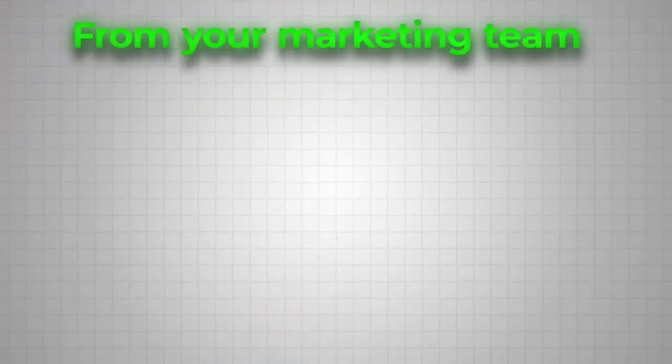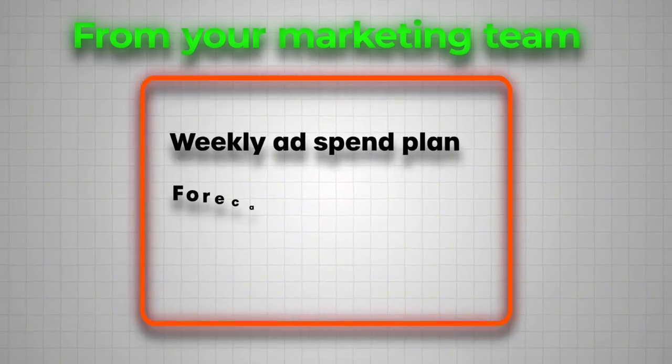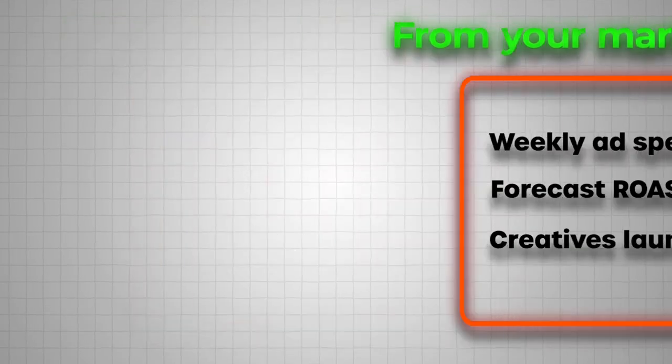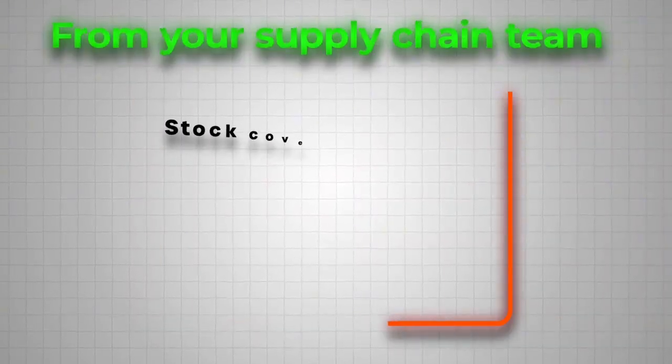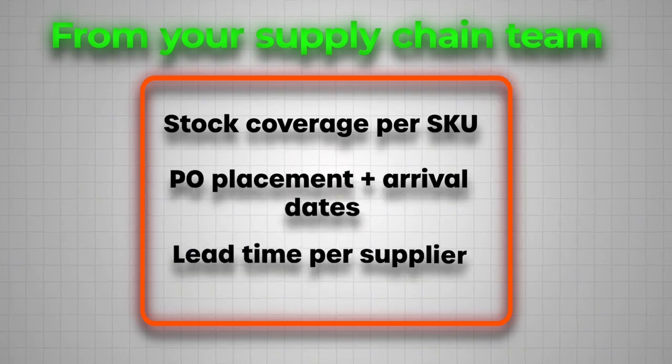This is what you need to download or request. So from your marketing team, request a weekly ad spend plan, forecast ROAS, and creative launch dates. And then from your supply chain team, request stock coverage per SKU, PO placement plus arrival dates, and lead time per supplier. And then this is how we're going to use it.